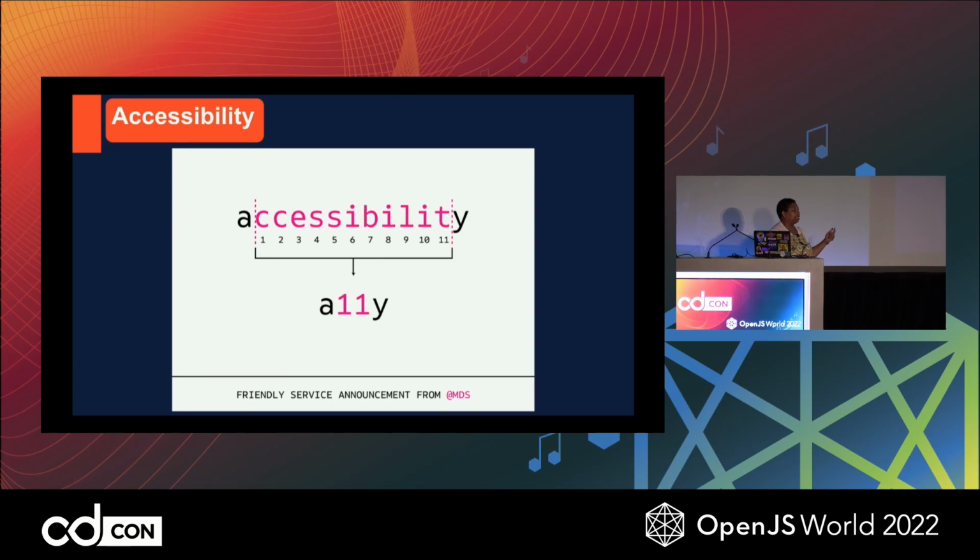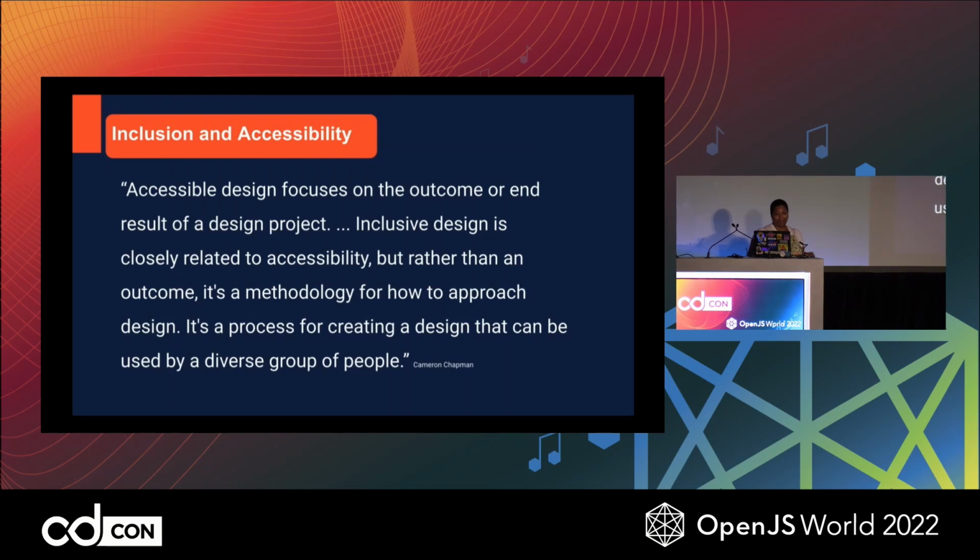So has anyone seen A11Y before? Yeah. For those who don't know, A11Y is the numeronym for accessibility. If you're interested in learning more, you can look up the hashtag A11Y, and that'll give you a lot of information. So there's a difference between accessibility and inclusion. Inclusion is like the umbrella, and accessibility falls under that.